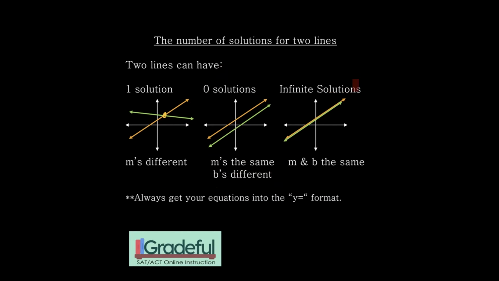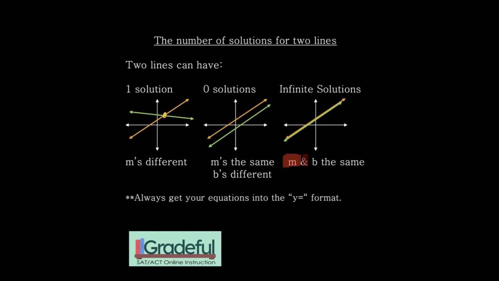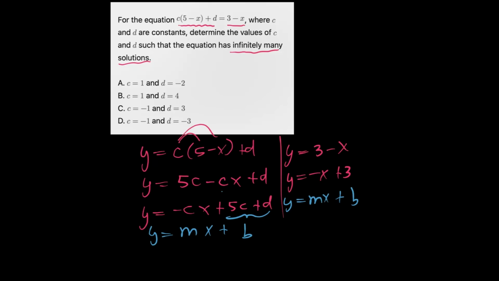So leaving what we did before, infinitely many means they're identical, and the slopes and the y-intercepts must be the same. So what does that mean for us here? Well, for the slopes, the slope on the first one is -c. The slope on the second one is -1. So -c equals -1, and c is 1. That means that we would stick with A or B.